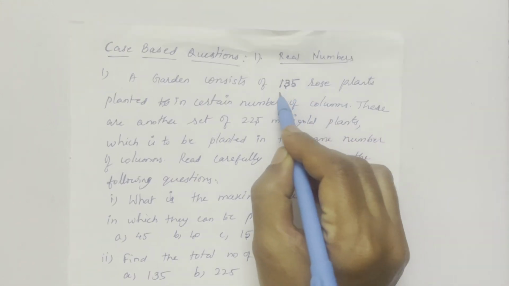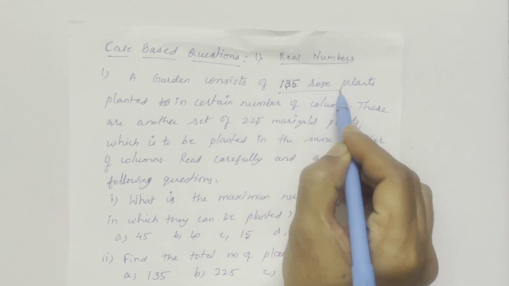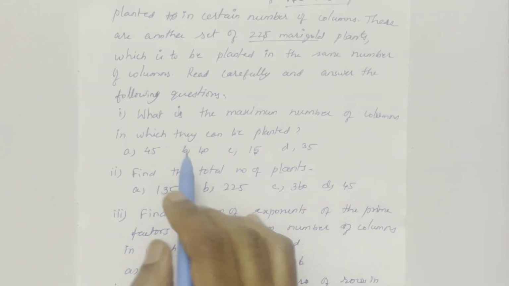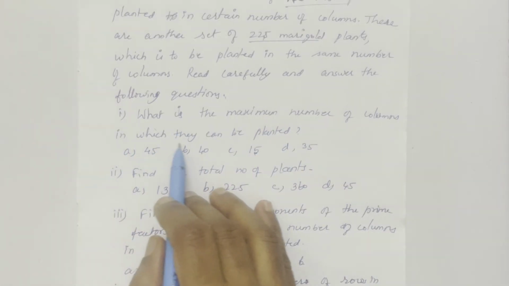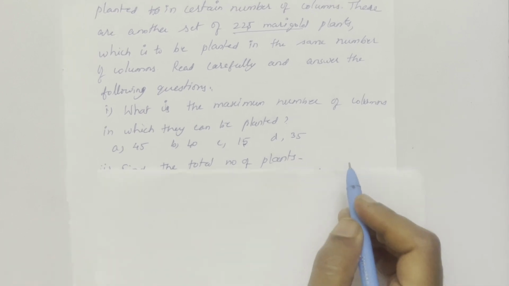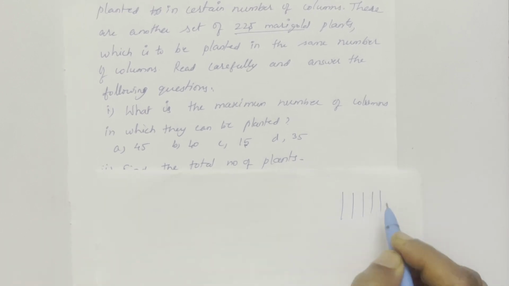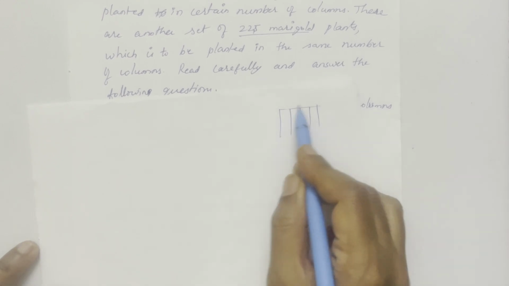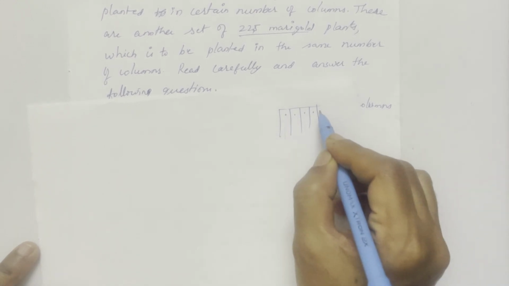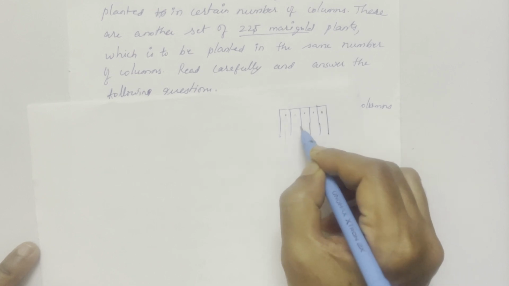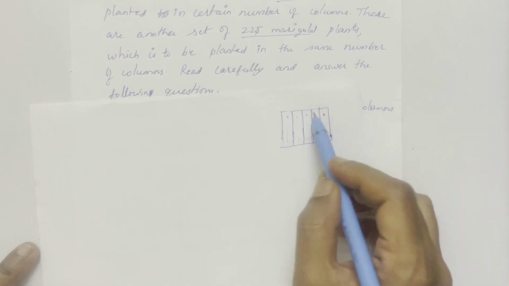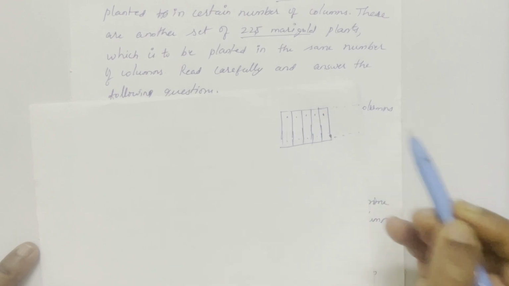So, number of rose plants is 135. Number of marigold plants, 225. What is the maximum number of columns in which they can be planted? Maximum number of columns. So this is columns. Consider there is a field in which some plants are planted. Column 1, column 2, column 3, column 4, column 5. In that way it will be extended.